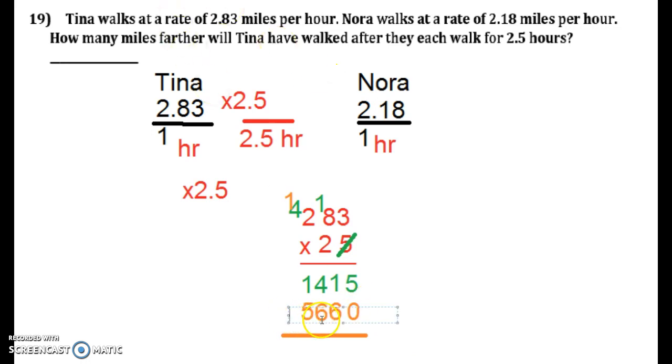All right, let's see here. 5 plus 0 is 5. 6 plus 1 is 7. 6 plus 4 is 10. We're going to carry our 1 over here. Now we have 5 plus 1 plus 1, which is 7, right? All right, so now we got 7075. But we have to account for those decimals that I took out.